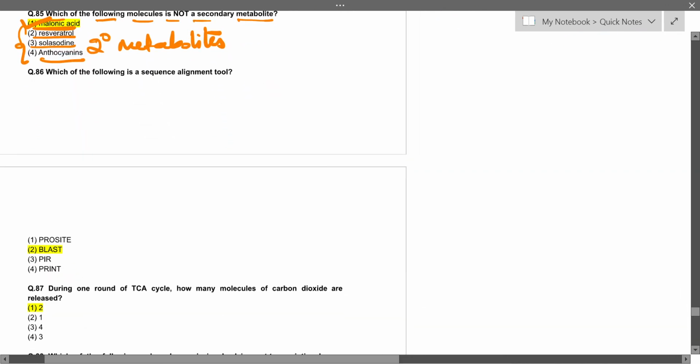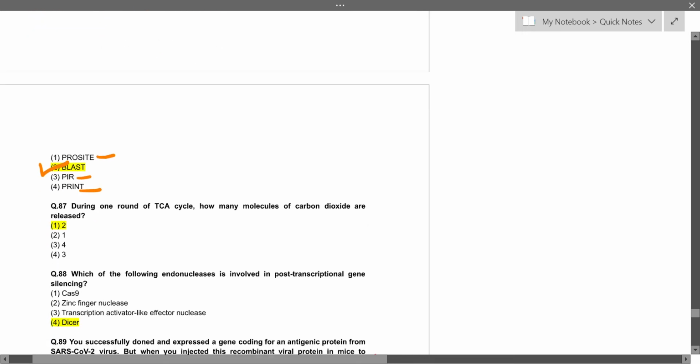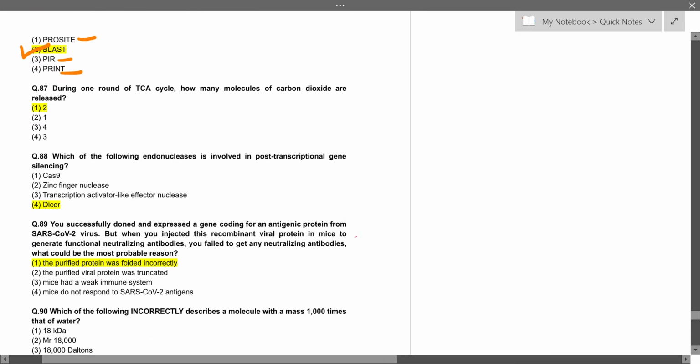Which one of the following is a sequence alignment tool? ProCyte, PIR and Print are not sequence alignment tools. BLAST is a sequence alignment tool. During one round of TCA cycle, how many molecules of carbon dioxide are released? There are 2 carbon dioxide molecules released during the TCA cycle.